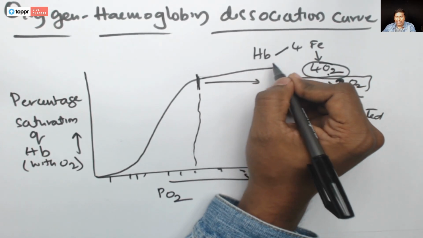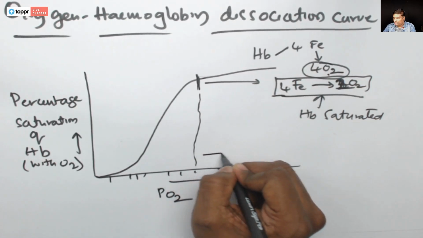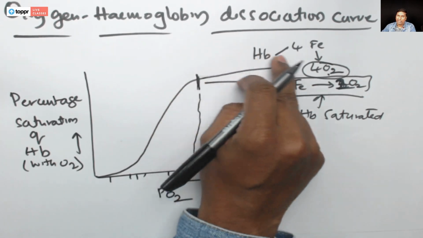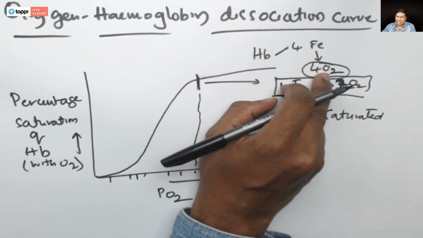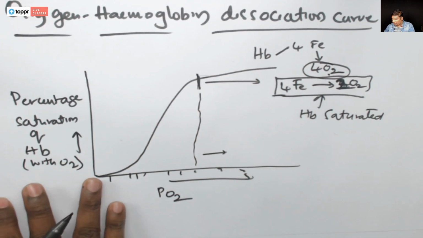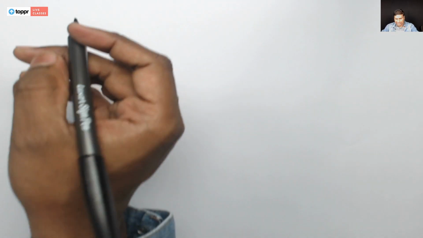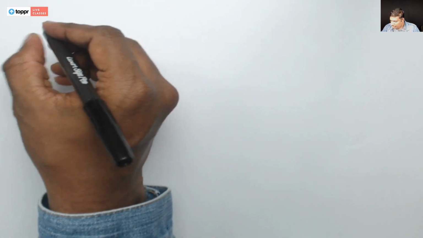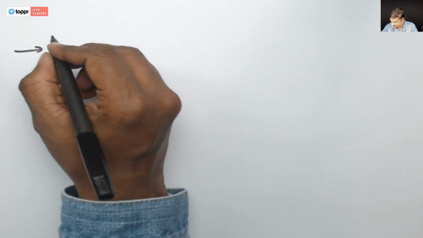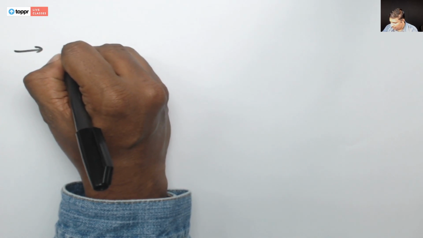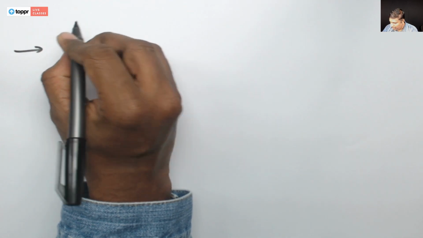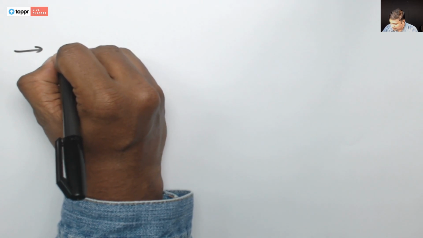So increasing the partial pressure of oxygen beyond a certain point will not increase the amount of oxygen that can actually bind to the hemoglobin. Okay, so this is your oxygen hemoglobin dissociation curve. Now this oxygen hemoglobin dissociation curve will depend on various factors. Various factors actually influence this curve.